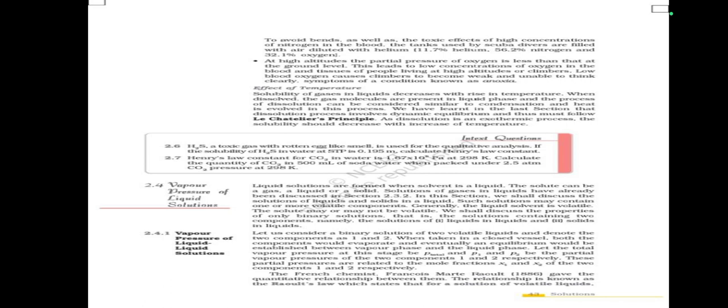Vapor pressure of liquid solutions. Let us consider the binary solution of two volatile liquids and denote the two components as 1 and 2. When taken in a closed vessel, both the components would evaporate, and eventually an equilibrium would be established between the vapor phase and the liquid phase. Let the total vapor pressure at this stage be P total, and P1 and P2 be the partial vapor pressures of the two components 1 and 2 respectively.